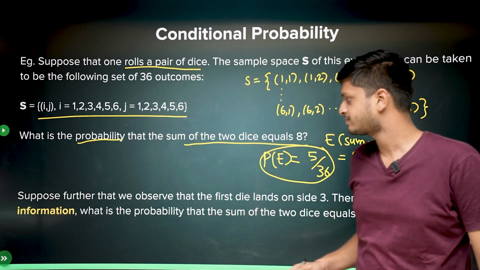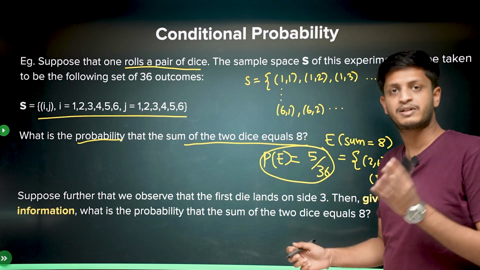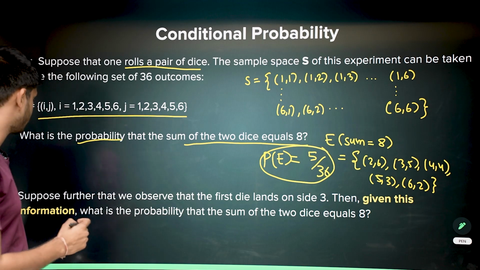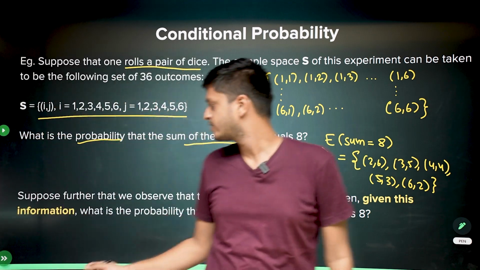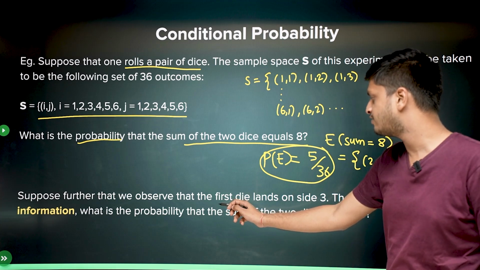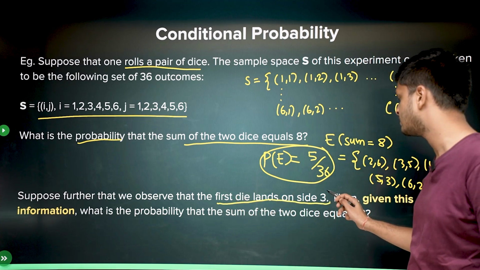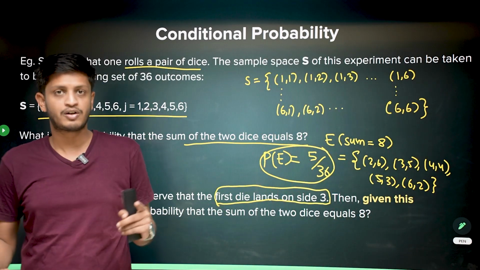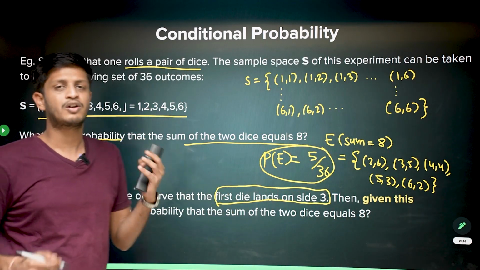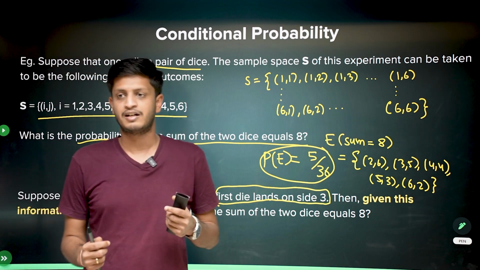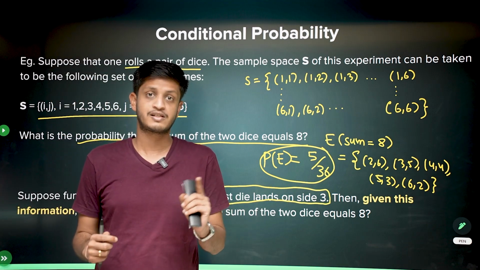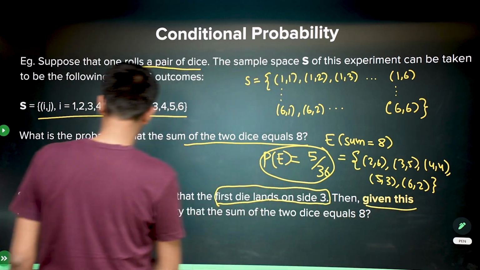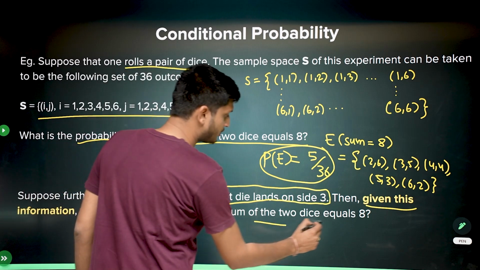Okay, this we have seen. Now there is some other information given. This was standard probability. Now what makes a conditional probability is this. Suppose further that we observe that the first die lands on a side 3. This is additional information given. For this experiment they have said that the first die gave you 3. Now given this information, what is the probability that the sum of the two dice equals 8?